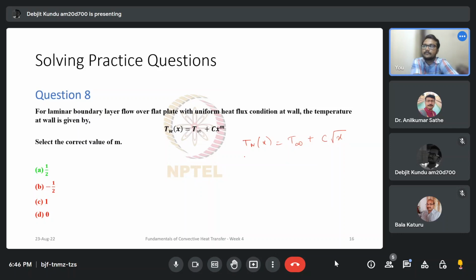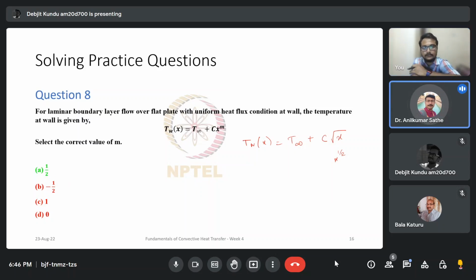Other way, if we assume that the temperature condition at the wall, T wall, is similar to this, some T infinity plus C into under root x, then also we find out that the heat flux q wall becomes a constant in that case. So conversely, these situations can be found out. Under root x simply means x to the power half. That is why the correct value of m over here would be equal to half.